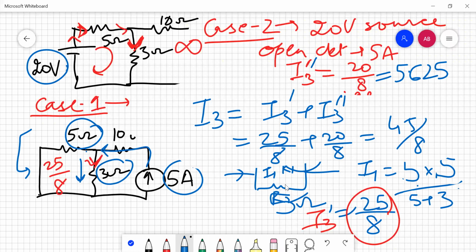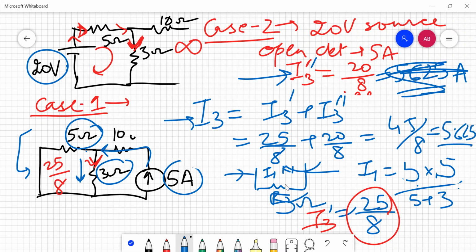So that makes it equal to 5.625 amperes. So now the same value of this current I3, this is not here, this is 5.625 here. This value we are going to find with our nodal analysis. So you can apply whichever method you find to be easy.